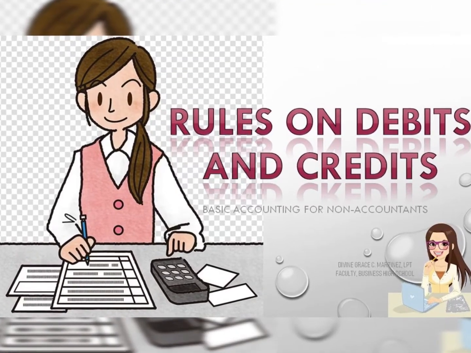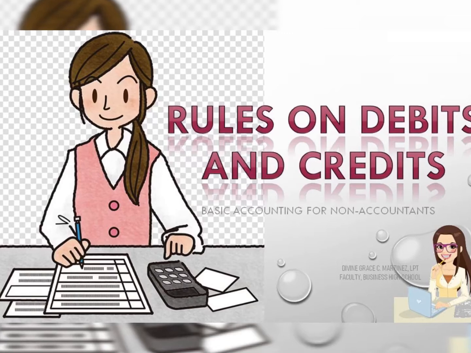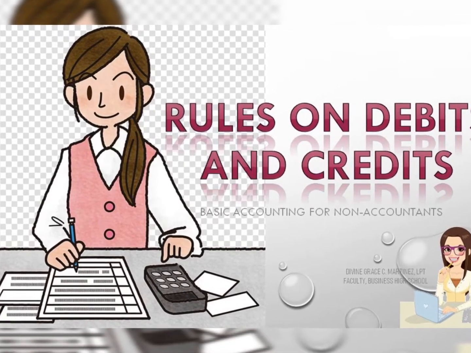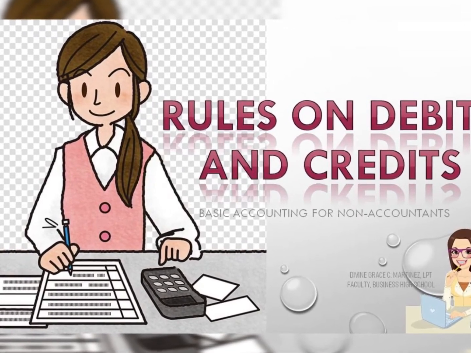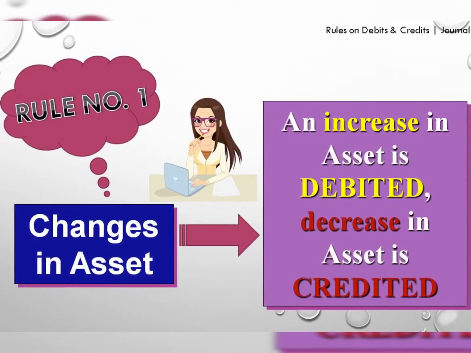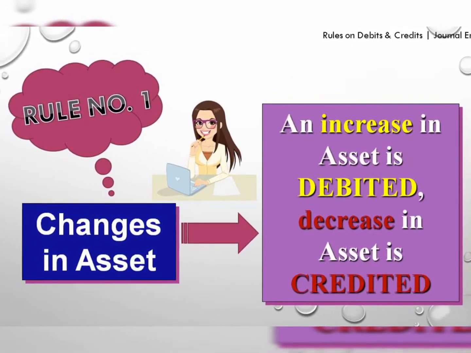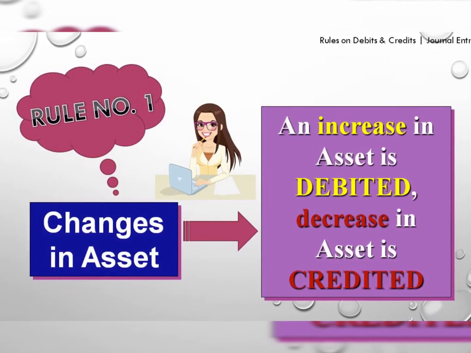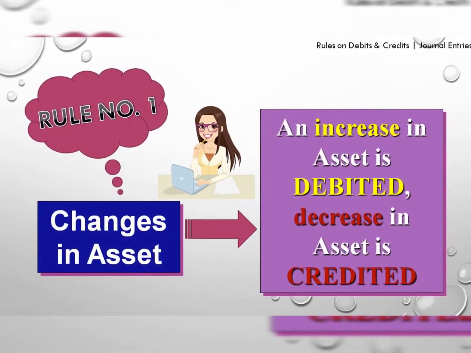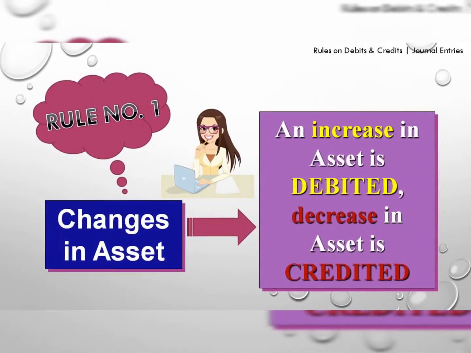Rules on debits and credits. Rule number 1. Changes in asset. An increase in asset is debited. Decrease in asset is credited.